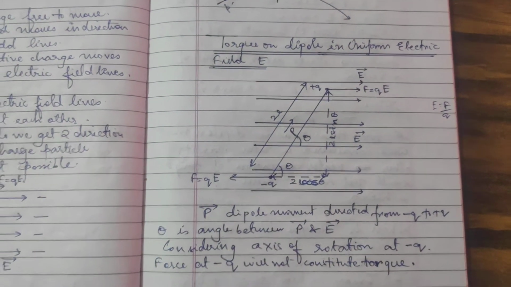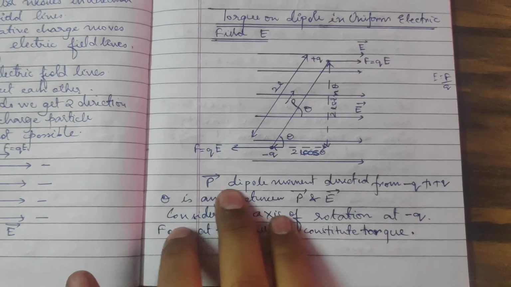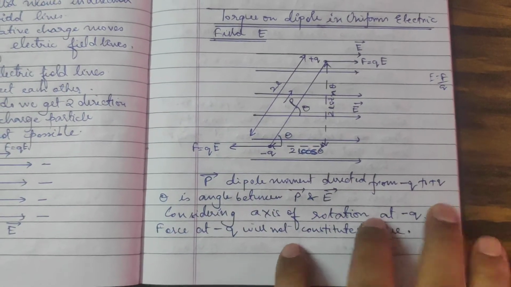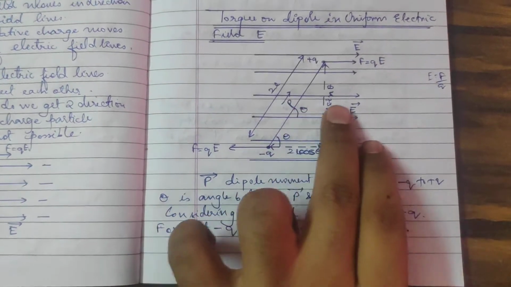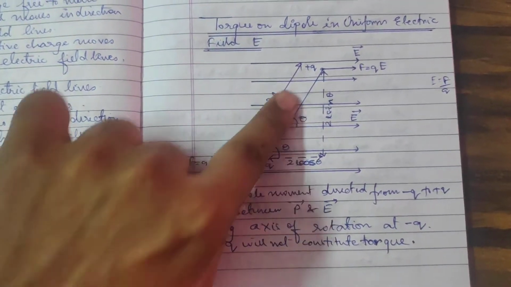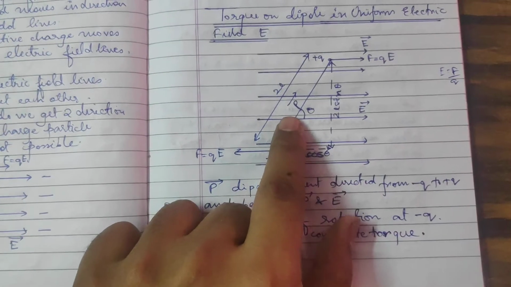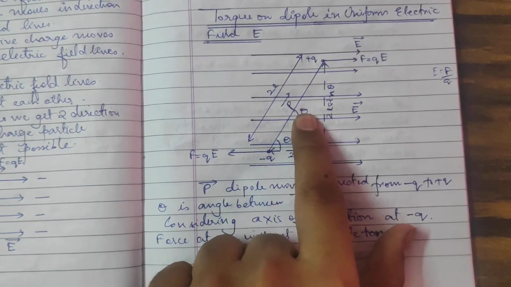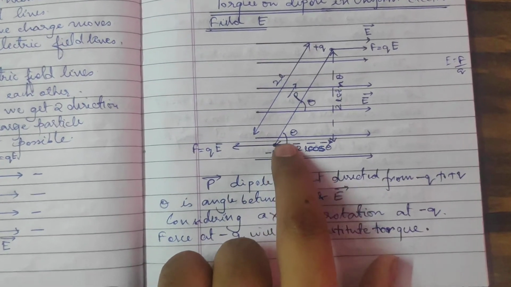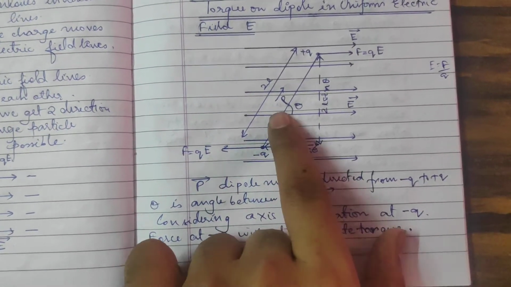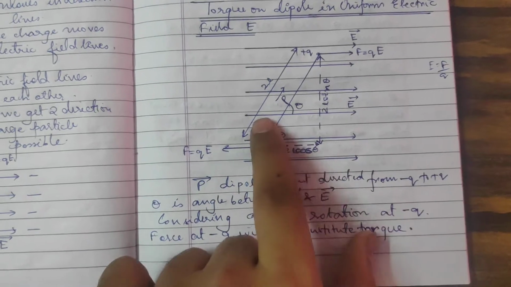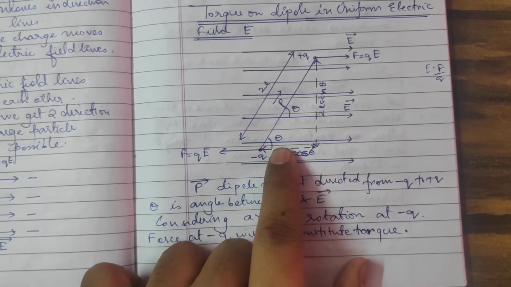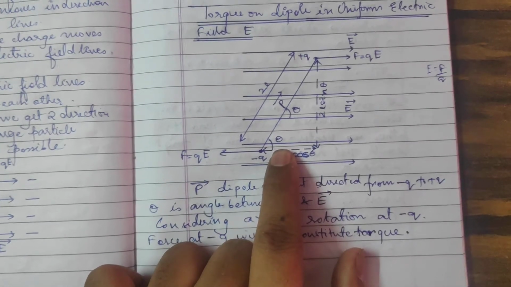Now, P is the dipole moment, and its direction is from minus q to plus q. Theta is the angle between P and E. P is in this direction, E is in this direction, so the angle between P and E is theta. I have drawn a dotted line parallel to this line. If this angle is theta, this angle will also be theta because corresponding angles are equal.